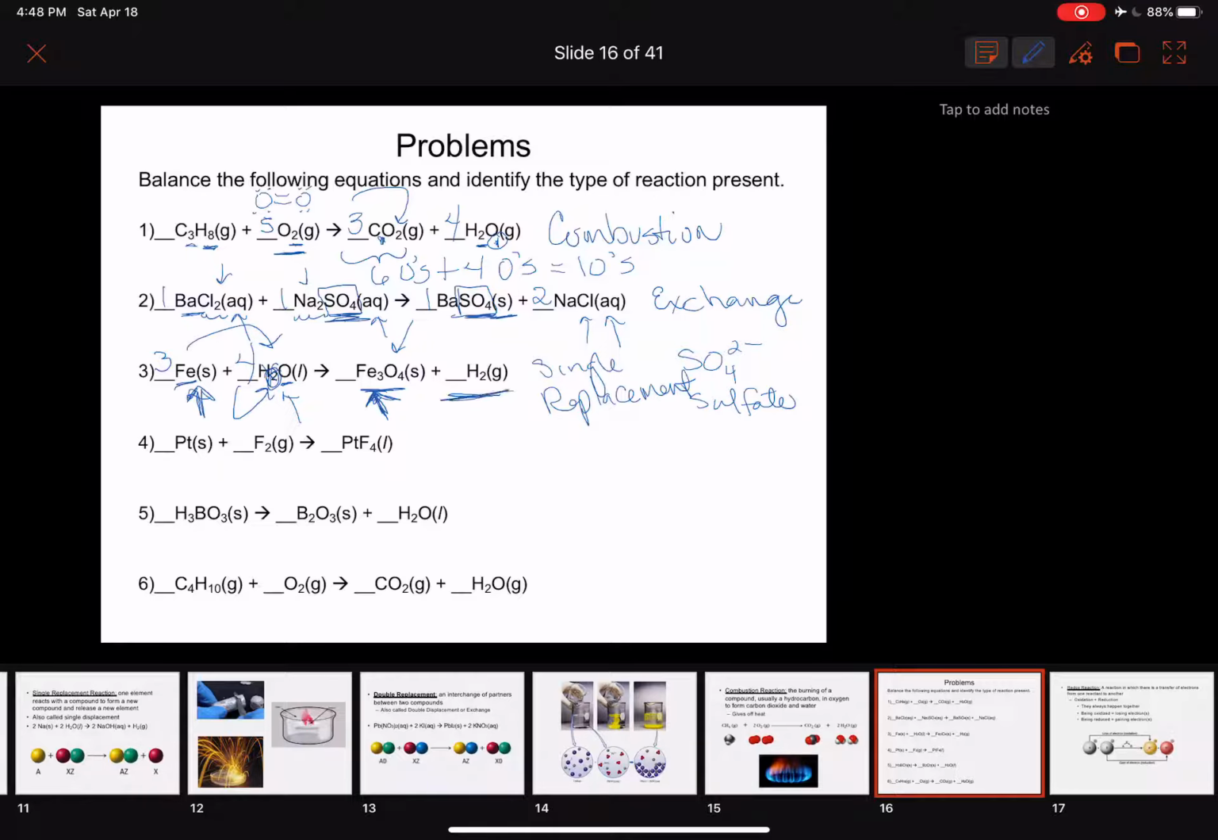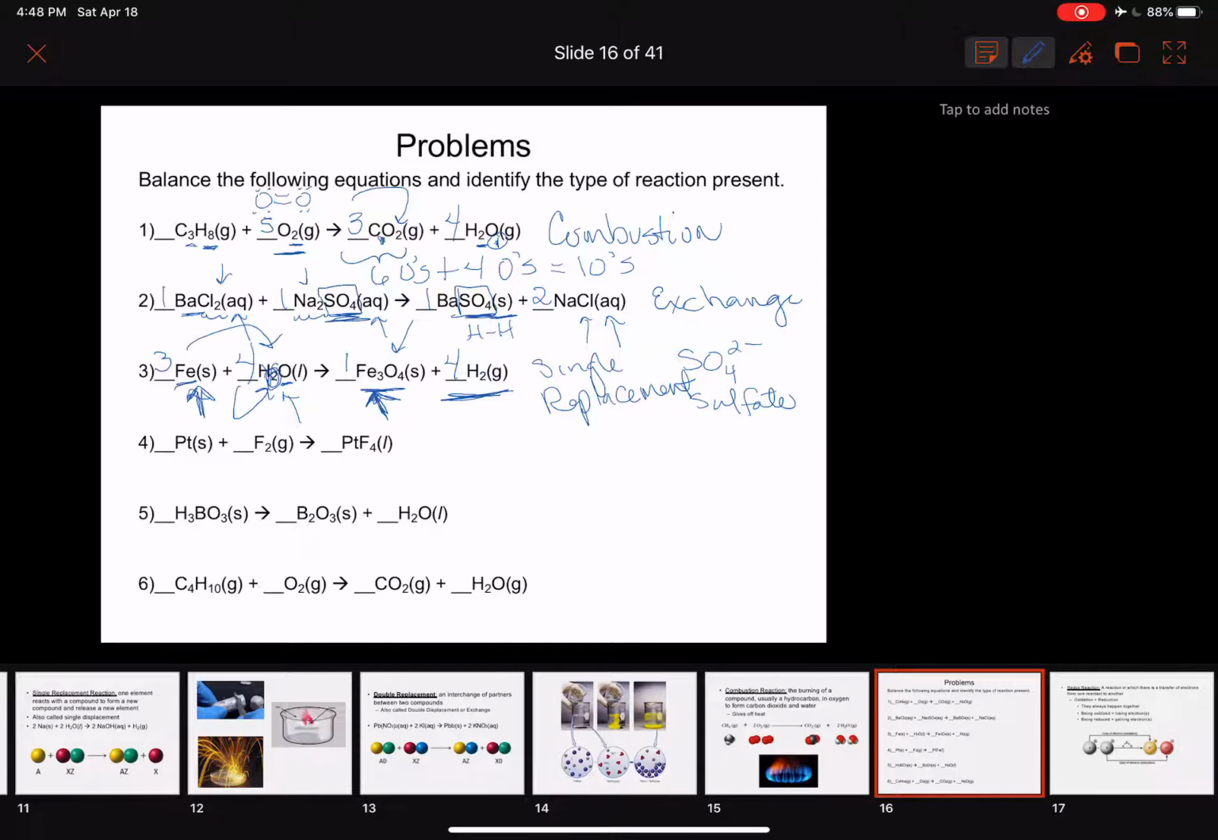Now on the product side, the hydrogens come in pairs because it's a hydrogen molecule, an H2. And in order to have 8 hydrogens on the product side, we need to also multiply H2 by 4 like we did with our water. So then we have 3, 4, 1, and 4. So 3 irons on each side. We've got 8 hydrogens on each side and 4 oxygens on each side.